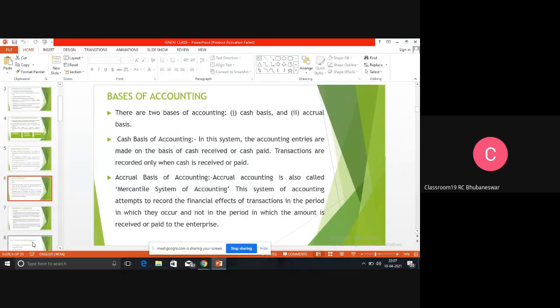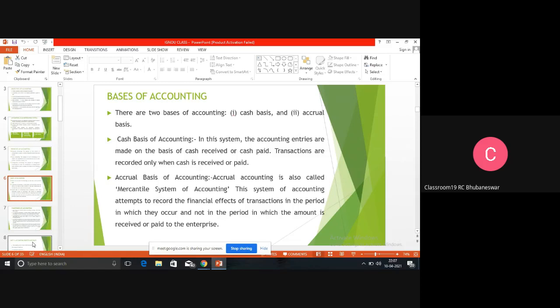In the next slide, we will discuss the bases of accounting. Basis of accounting means how many bases there are. When we are recording a transaction, what is the base? Is it a cash base or an accrual base?